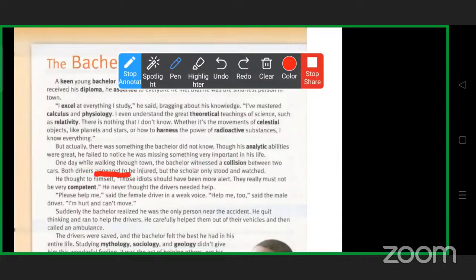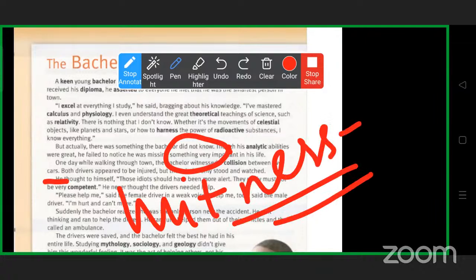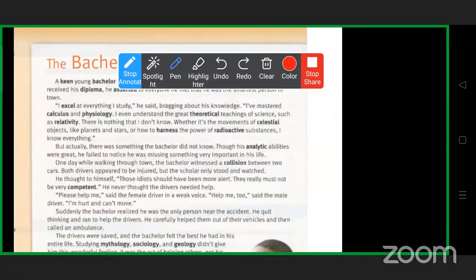One day, while walking through the town, the bachelor witnessed a collision. Collision is a phenomenon when somebody collides. So he did not collide, actually he witnessed. Witness means the person who has seen something, who can be used as evidence. So he witnessed a collision between two cars.